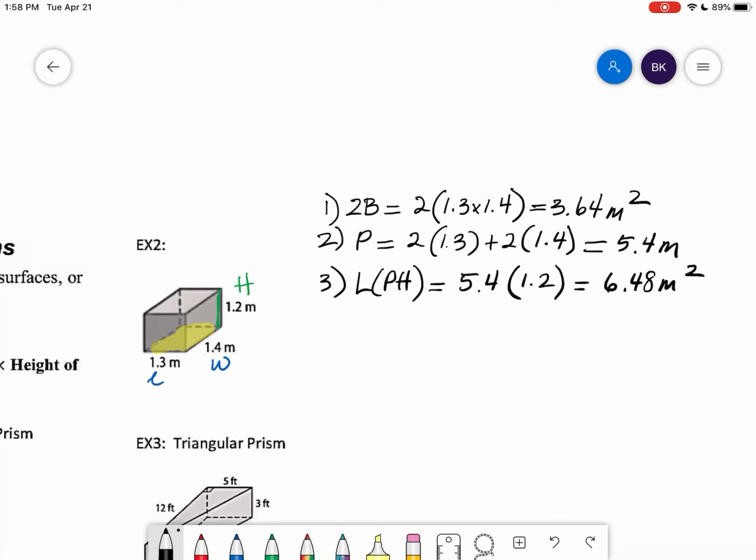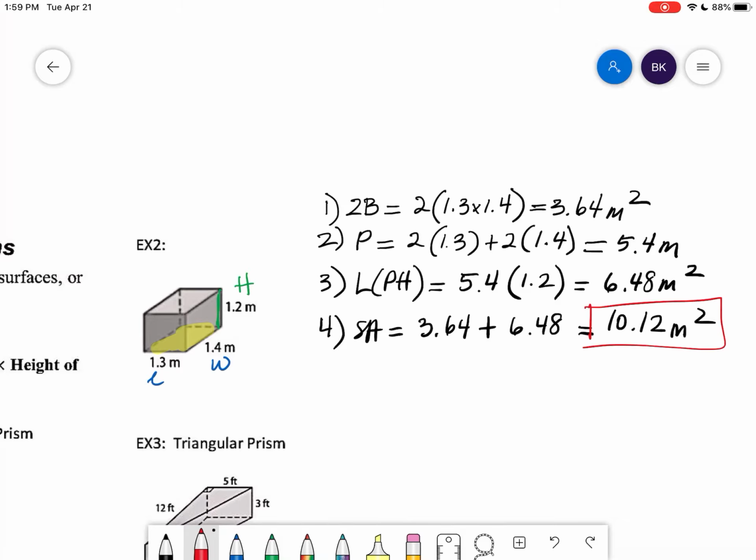Finally, our surface area is going to be found by adding area of two bases plus the lateral area, and that should give me 10.12 meters squared, my final answer.